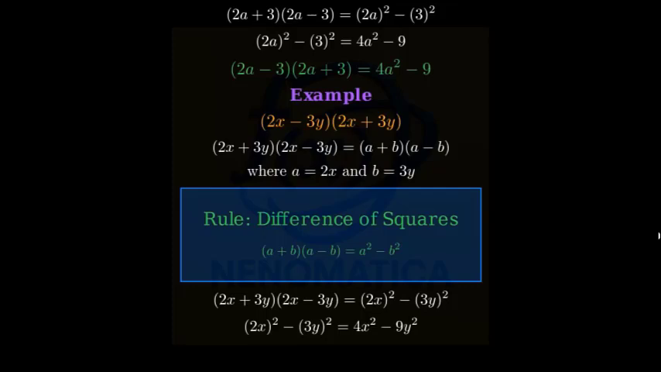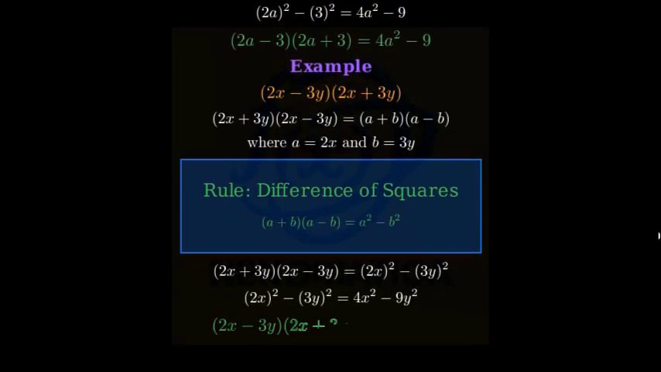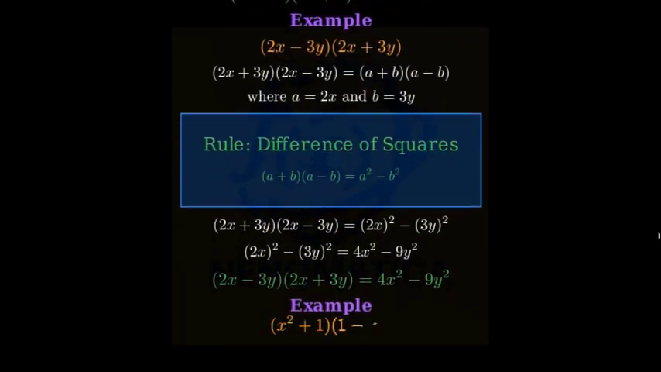Let's calculate this further. (2x) squared equals 4x squared, and (3y) squared equals 9y squared. So our final result is 4x squared minus 9y squared. So the final answer to our second example is 4x squared minus 9y squared. Now, let's move to our third example.